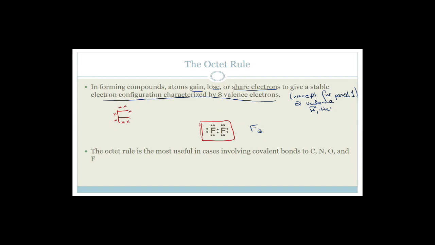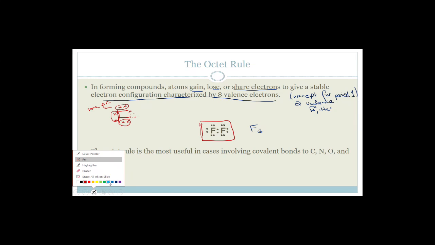1, 2, 3, 4, 5, 6, 7. Okay? And do you see there's a gap here? There's a gap. These are unshared pairs of electrons, okay? They don't need anybody. These are called lone pairs. They belong strictly to fluorine, okay?